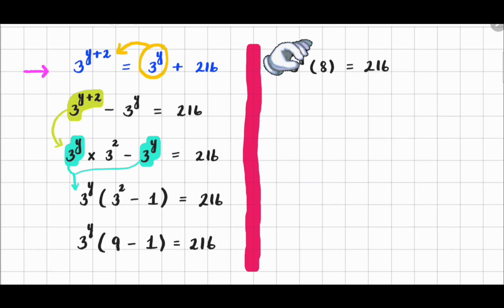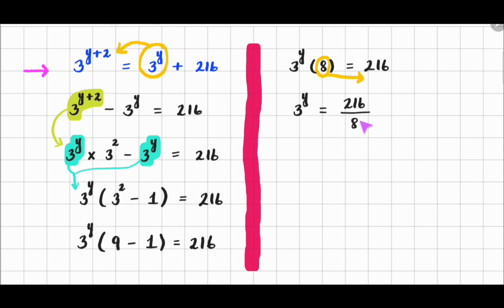Now let's hold the 3 to the power y and bring the multiplication of 8 to the other side. By doing so, we get 3 to the power y equals 216, and if I take the multiplication of 8 to the other side, it becomes division of 8. If we strike the numerator and the denominator by the common factor 8, we get 27.